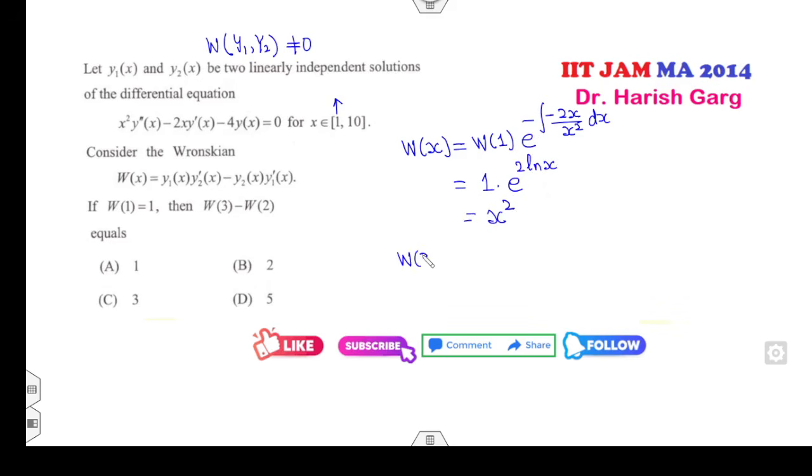So what is the answer of Wronskian 3 minus Wronskian 2? It is 9 minus 4. 5 is the right answer of the problem.